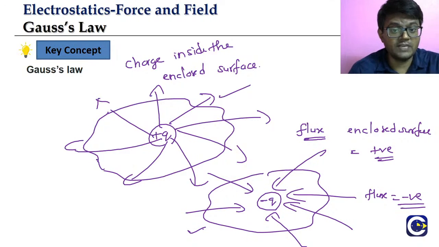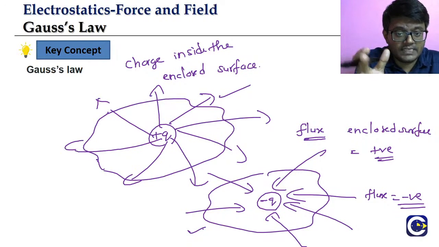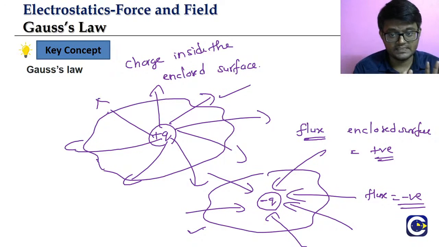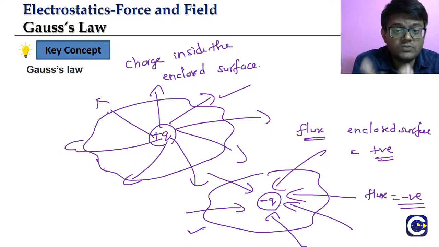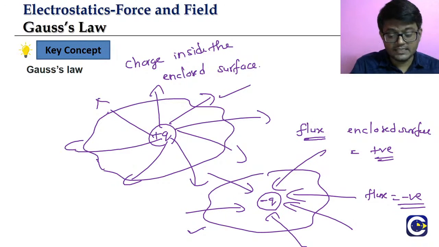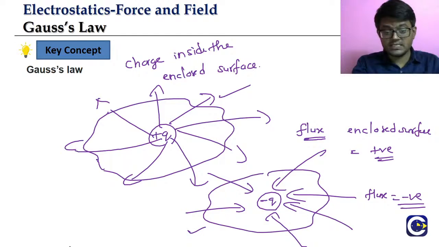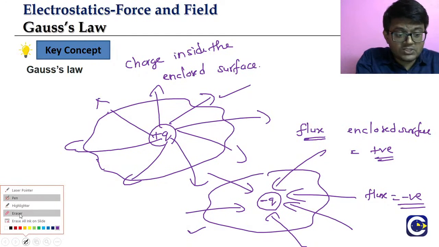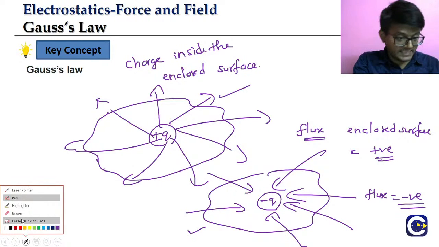As we said before, if you are keeping a higher value charge, it means many field lines will come, either going out of that surface or getting into the surface. And if the charge value is lower, it means the number of field lines either entering or leaving will be less. Then flux value also will be less. So what do we understand from this? We are seeing that if we keep a charge inside, then the flux through that enclosed surface will depend upon the charge we are keeping inside.